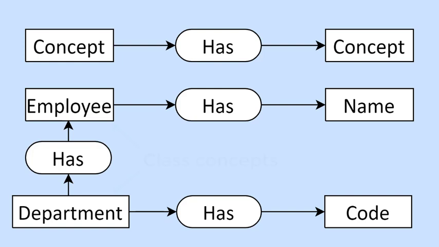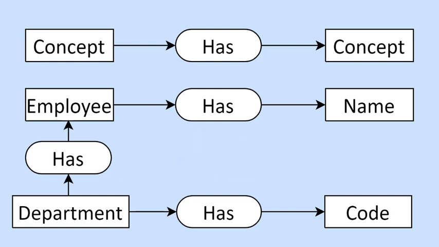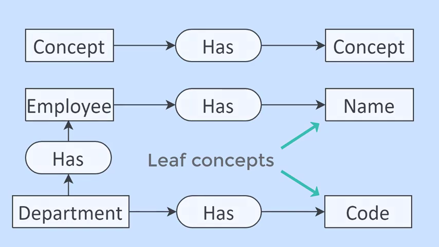Relationships between class concepts have a default cardinality from 0 to many. So, when we represent the department has employee trait, we are saying that departments are composed of 0 to many employees. Furthermore, concept properties such as name and code are also called leaf concepts on preconceptual schemas.